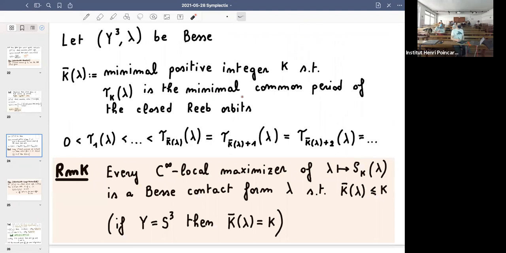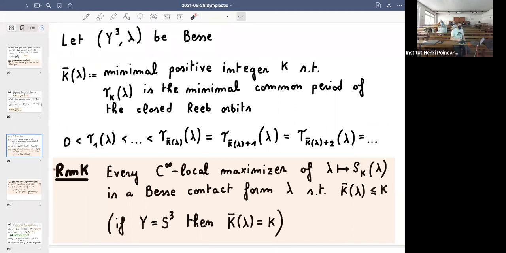So now, assume you have a Besse contact manifold. Then we know that the Reeb flow is periodic itself, and I'm going to call k bar of the contact manifold the minimal k such that the associated tau k is the minimal common period. Since we are in a Besse contact manifold, all the tau k will be equal to tau k bar for k strictly larger than k bar. And for lower k, we have smaller values.